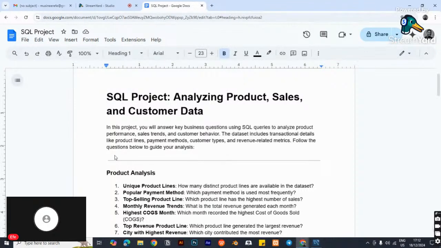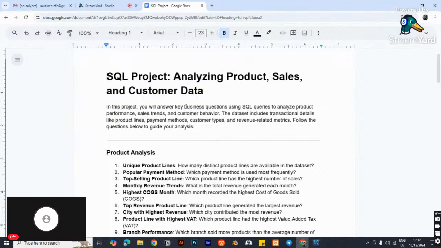All right. So basically, the aim of this project, it's our SQL guided project, and it involves analyzing product sales and customer data. So take a look at this. The aim of this project is to answer key business questions using SQL queries to analyze product performance, sales trends, and customer behavior.